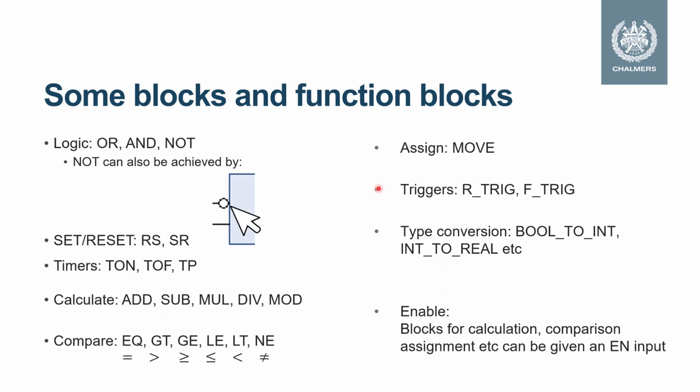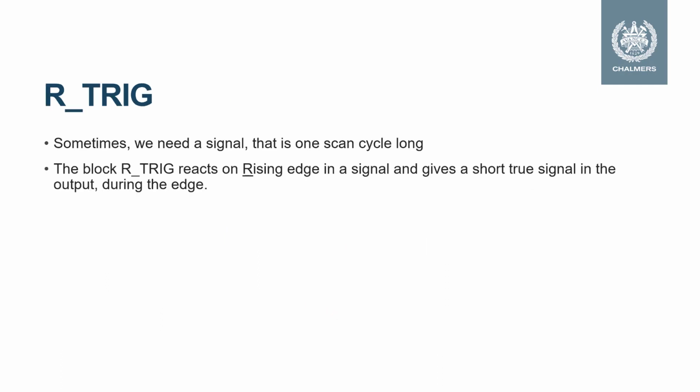And in the next film, with the example of a trigger, I will also use an add block with an enable input. But we start with the trigger block. Sometimes we want to have a signal that is true for only one scan cycle, which means that it becomes true and then immediately becomes false again. One of the blocks that we can use for this is the R-trig block.